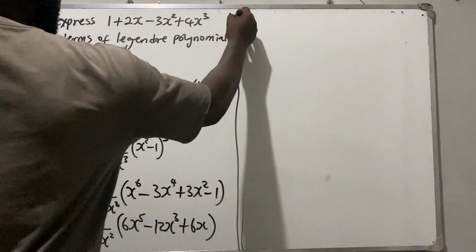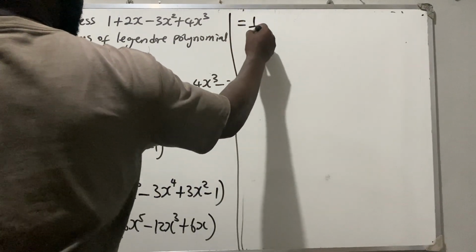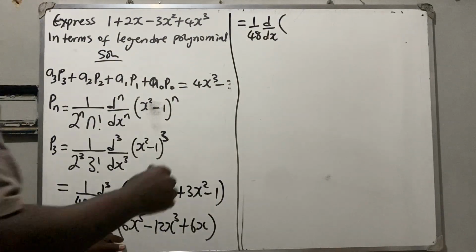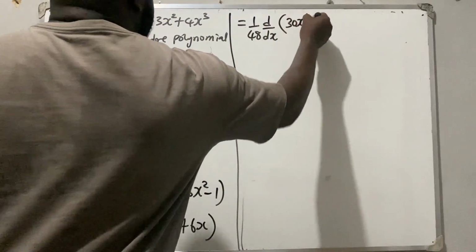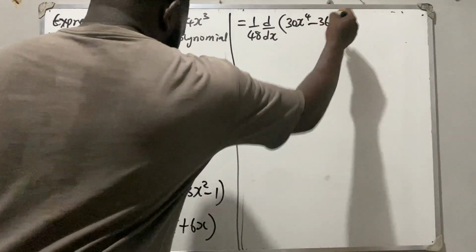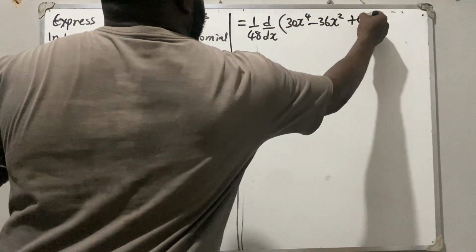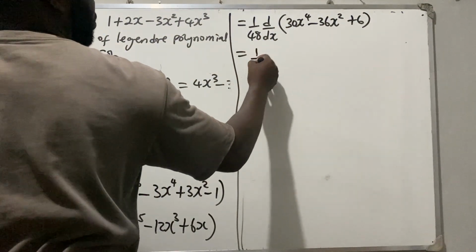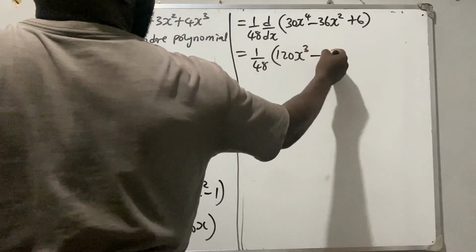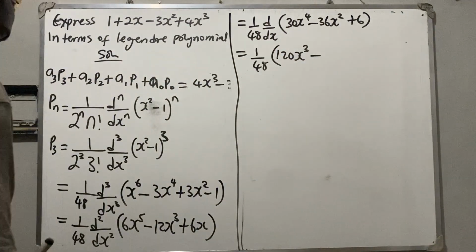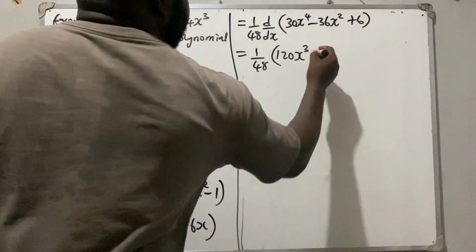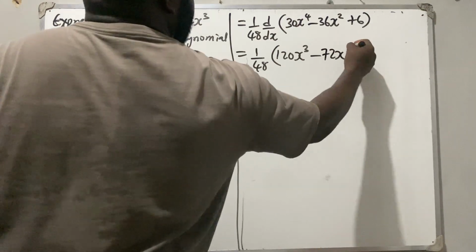So the second derivative will now be equal to what? 1 over 48 still d over the dx into 6 times 5 is 30. So I have 30x raised to power 4. This is 36, minus 36x squared, then plus 6. Okay, so I still have 1 over 48 into, this is 120x raised to power 3 minus 36 times 2, 72, right? 36 times 2 is 72, yeah. So I'm having 72x, then this one is gone.